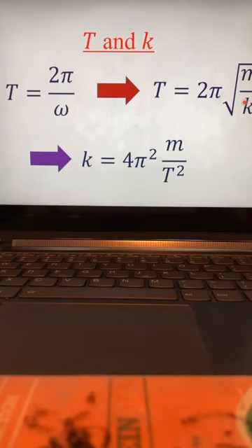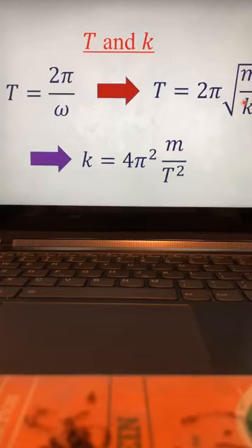And if we simplify, we get k, the spring constant, is equal to 4 pi squared times m over T squared. Now here, see, everything is measurable. m is the mass which is hanging at the end of the spring. We can measure that. T is the time period. We can measure that, as I explained, by counting about 20 oscillations.